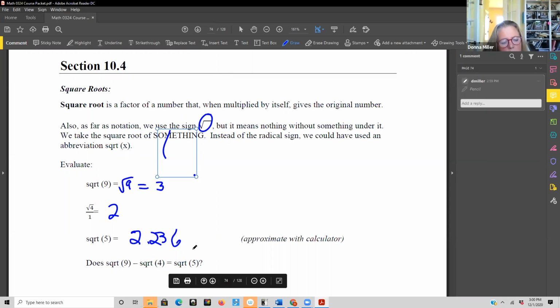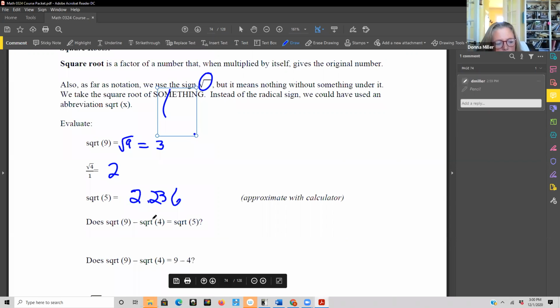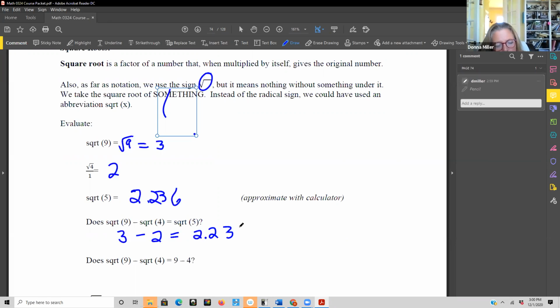The question they ask is, does the square root of 9 minus the square root of 4 equal the square root of 5? The square root of 9 is 3, the square root of 4 is 2, so is 3 minus 2 equal to 2.236? The answer is absolutely not. You can't just subtract square roots.